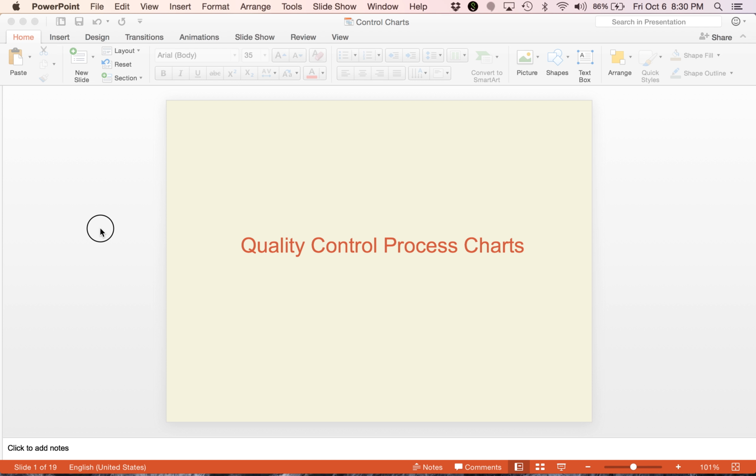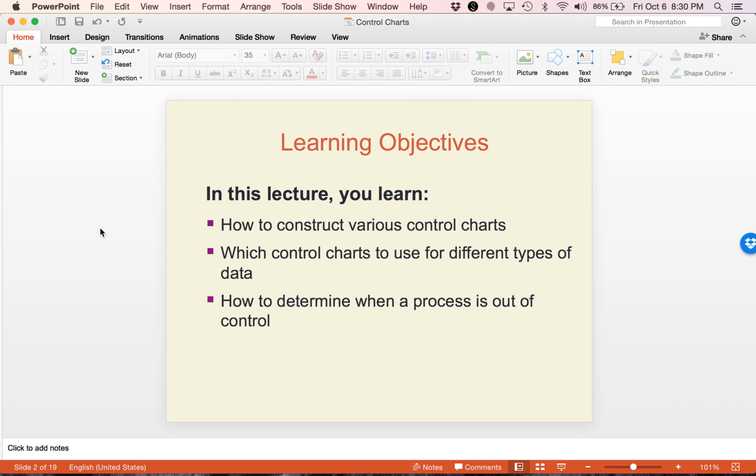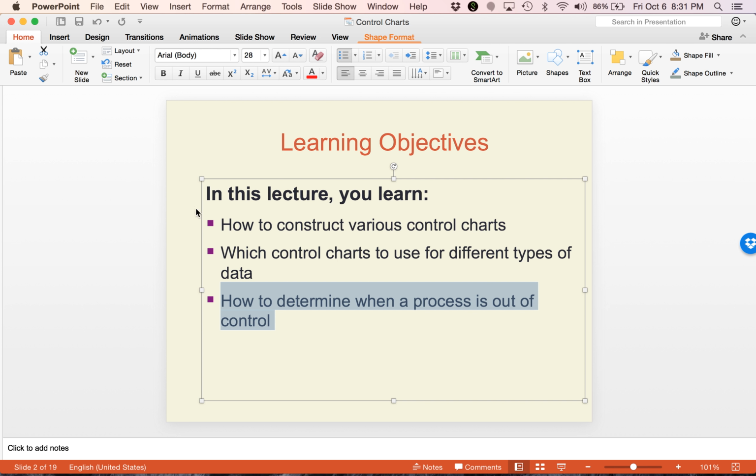Let's get started and talk about the ways you can construct a control chart, and we'll talk about the theory of control charts and why they help provide information about process improvement. Talk about which control charts you want to use for different types of data, and how to determine when a process is in or out of control.